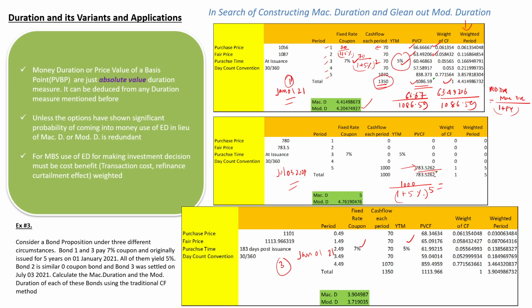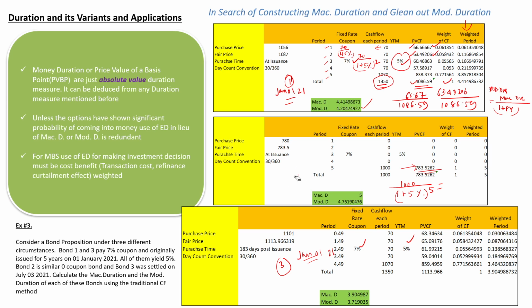You did not do any more calculation, and the rest of the thing is very easy. However, where bond 3 actually differs from these two is the settlement date, or the date on which we have to find out the duration. So this bond 3, I just made a little bit of a mistake here.